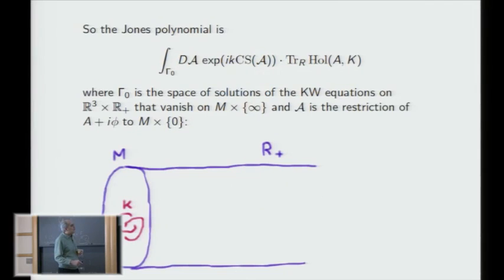which is the space of solutions of the KW equation on a half space that vanish at infinity, and where curly A is the restriction of A plus i phi to the boundary. And, sorry, this should be curly A here in the definition of the Wilson operator. The function we integrate over the Lefschetz thimble is the exponential of ik Chern-Simons times the trace of the holonomy. But now it's the analytically continued Wilson operator, because we're integrating over a space of complex connections that happen to be boundary values of real ones on this four manifold.